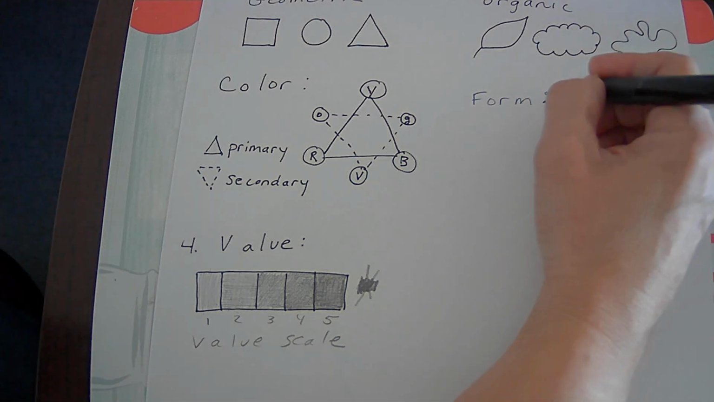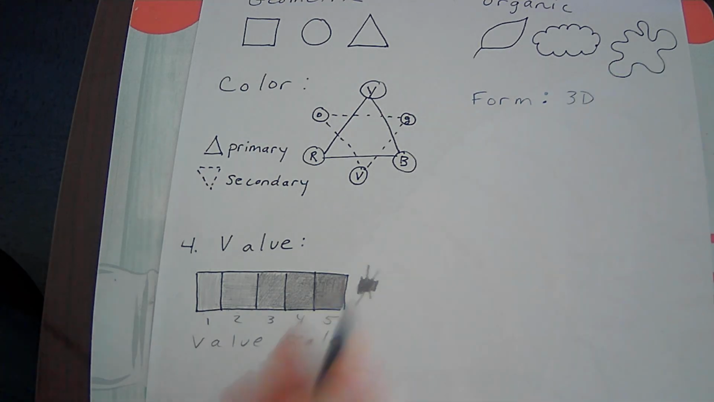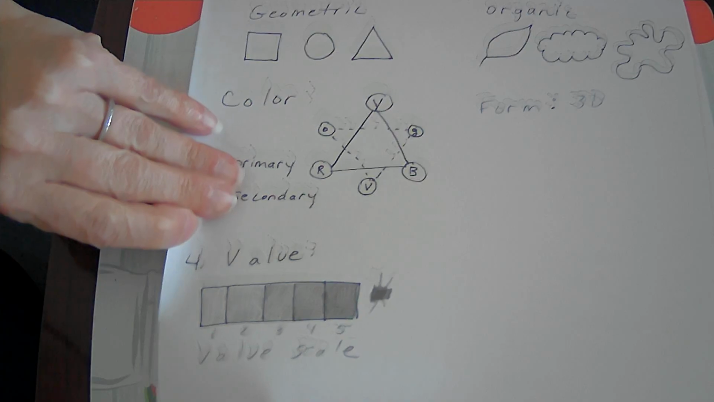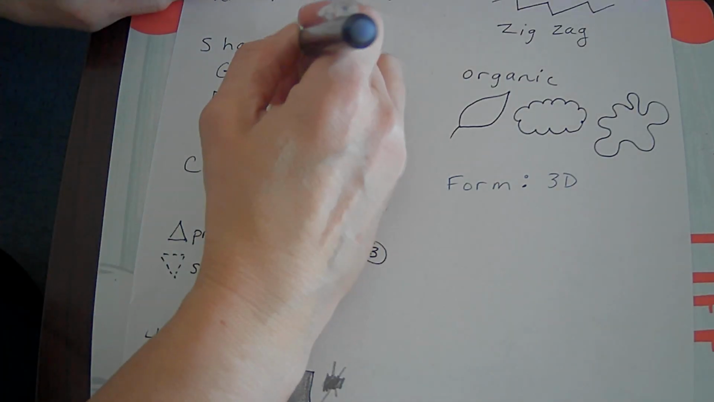So form is 3D. Shape is 2D. It's flat. So I'm going to go back up to shape and add that little reminder. Shape is flat.